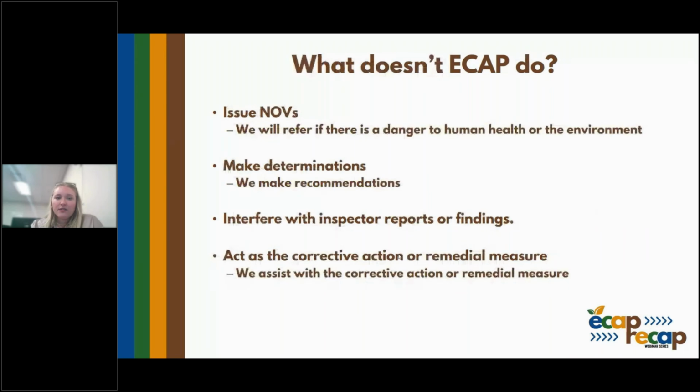So I've talked a lot about what ECAP does. Here are a few things that ECAP doesn't do. ECAP does not issue notice of violations or NOVs, even if issues are seen during a site visit. We do not make any sort of regulatory determination or give any requirements. We do make recommendations to facilities, so we have no regulatory authority. When I say we're here to help, I genuinely mean we are here to help.